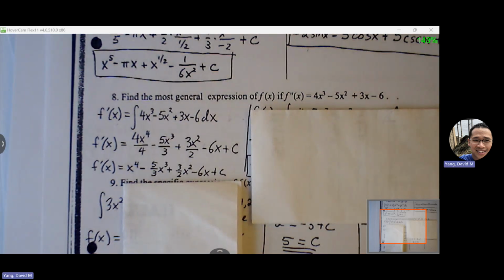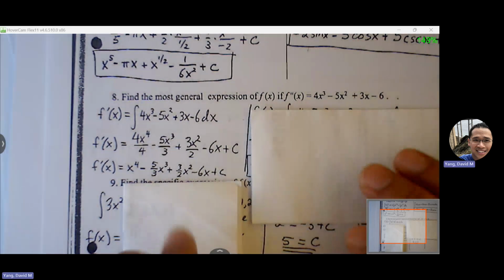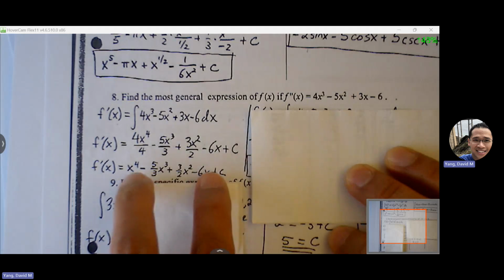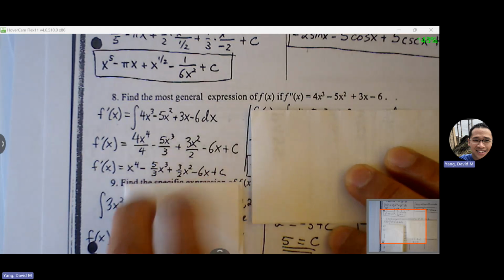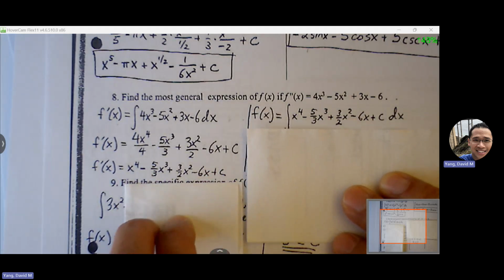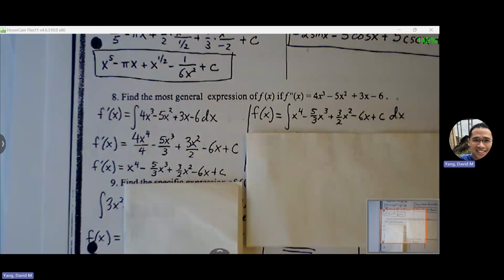Everybody okay so far? Okay. So now we want to take the antiderivative again to make this turn into f of x. So again, I'm going to put integral notation around my expression to show what I want to do. I haven't done it yet, but I know that after I complete this process, the result will be my final function, f of x.